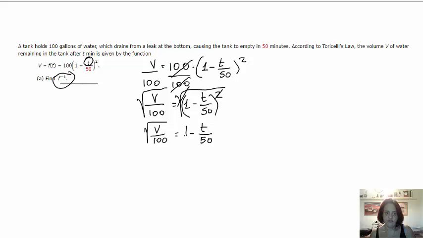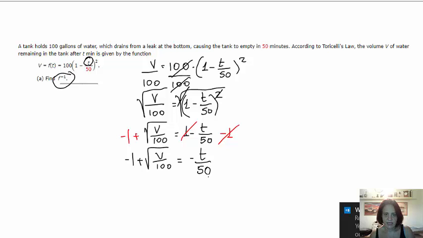The next step is to move the 1 to the other side. And how do I do that? Well, as you remember, I have to subtract it from both sides. So I have minus 1 here. So I cancel the ones out, and I have now negative 1 plus the square root of v over 100 equals negative t over 50.